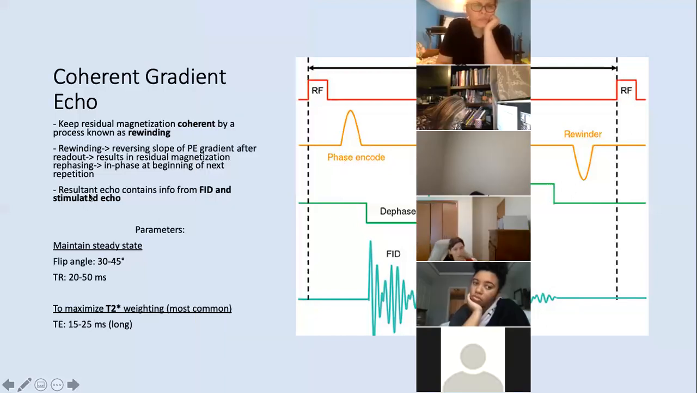So the resultant echo contains information from both the free induction decay and the stimulated echo. Typically the most common coherent gradient echo is going to be a T2 star weighted image. And so we maintain our steady state by selecting these parameters, but then to give our desired T2 star weighting, we select a long TE.